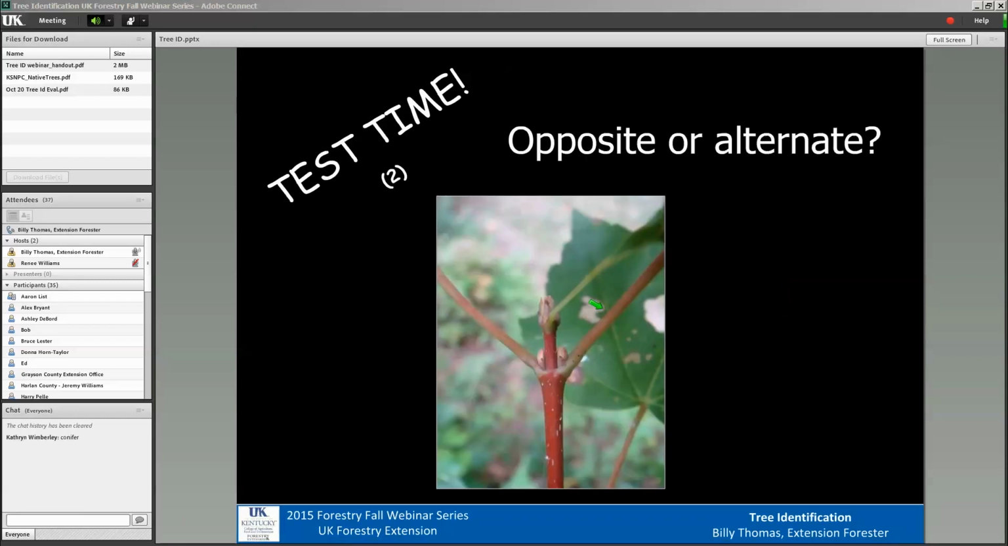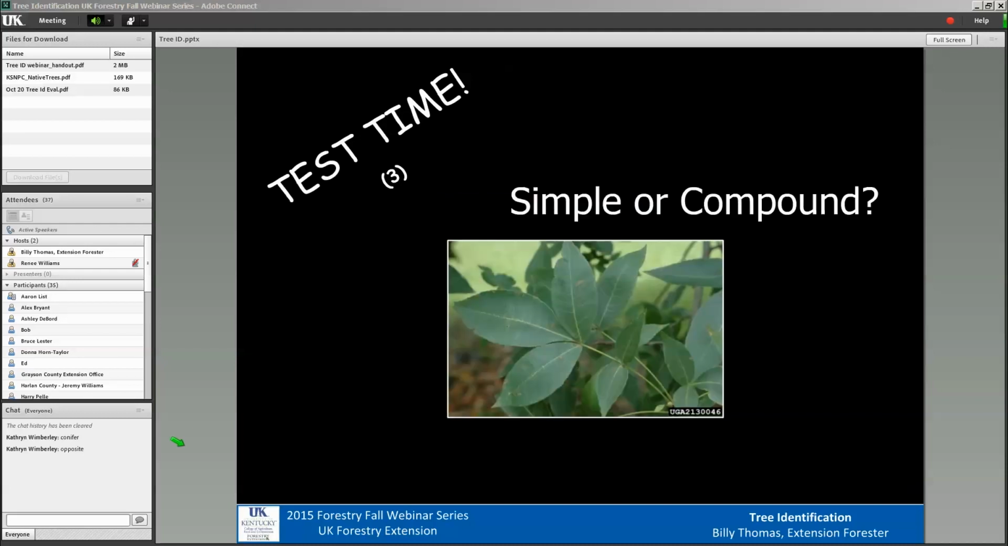All right, how about here? Are we dealing with an opposite or an alternate branched tree? Which one? Excellent, thank you. Yeah, so we're looking at opposite branching there. What about this one? Simple or compound? Give you a little clue. Right down there in the red circle is the bud. So we're dealing with a compound leaf.